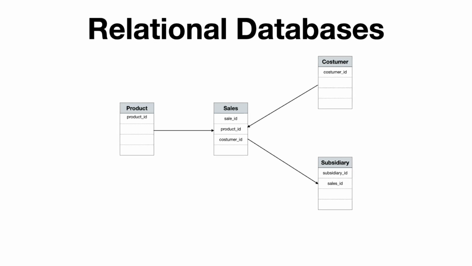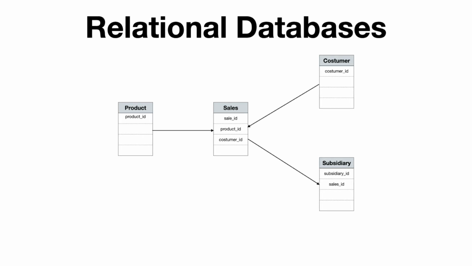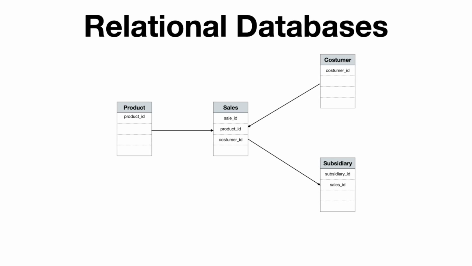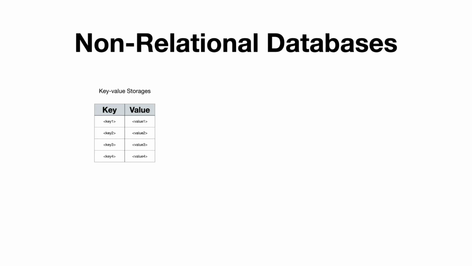The main problem with this model is that when you have a system with a lot of rows, with a lot of information, it's really expensive to run a query that connects all these foreign keys, all these foreign IDs from the different tables. For this reason, we have specialized database systems. And this is where non-relational databases come from.